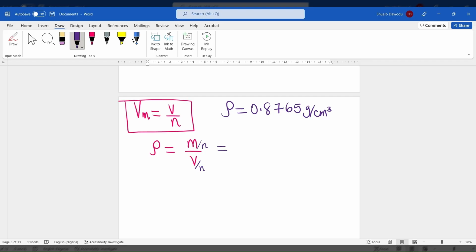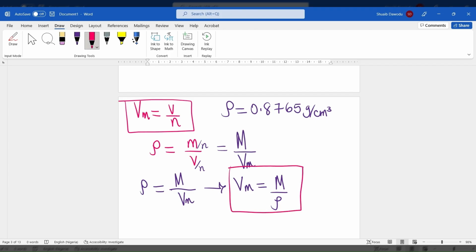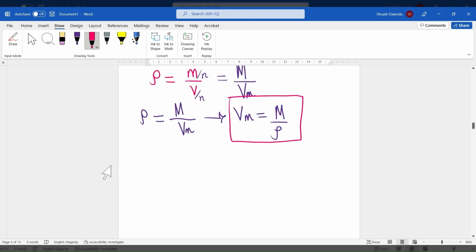Mass divided by number of moles, in chemistry, is simply molar mass. Let's not forget that. Mass divided by number of moles is simply molar mass, and volume divided by number of moles is molar volume. So density can also be written as molar mass divided by molar volume. From this information, we can rewrite what the molar volume will be. So molar volume becomes molar mass divided by density. This is what we're going to use to get our answer for molar volume.